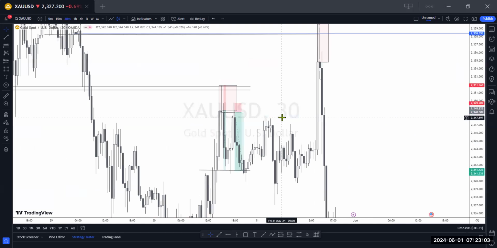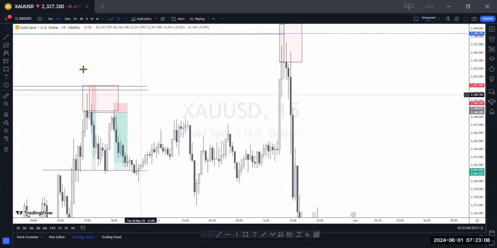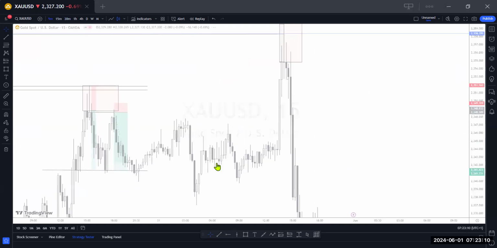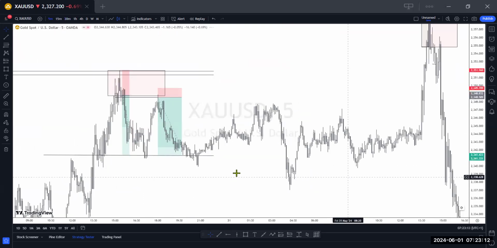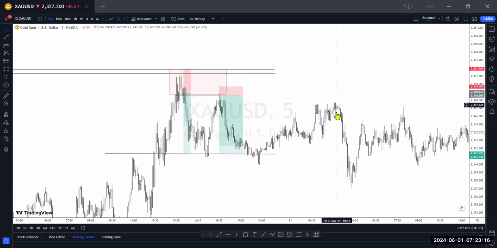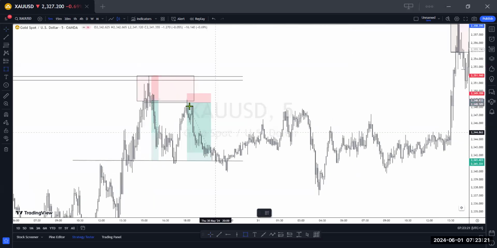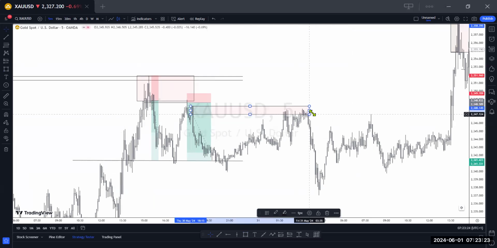Okay, so again, on M5 we had this second sell, very good sell. I think I took this sell. I think so. Oh no, I didn't take it. Not this one. So the second trade was this MTF.